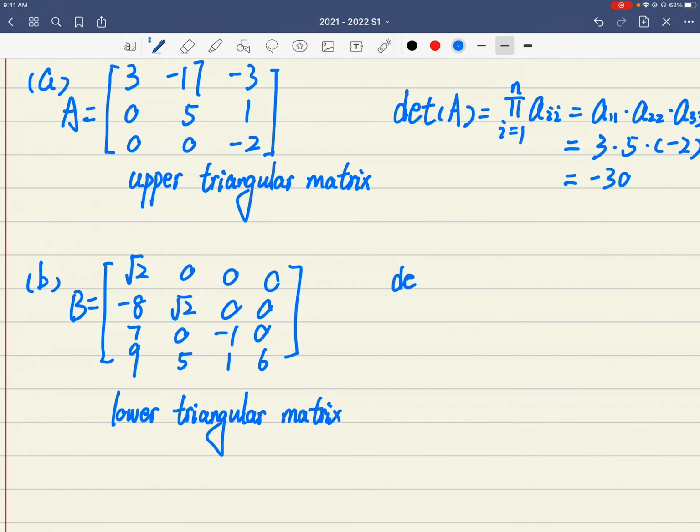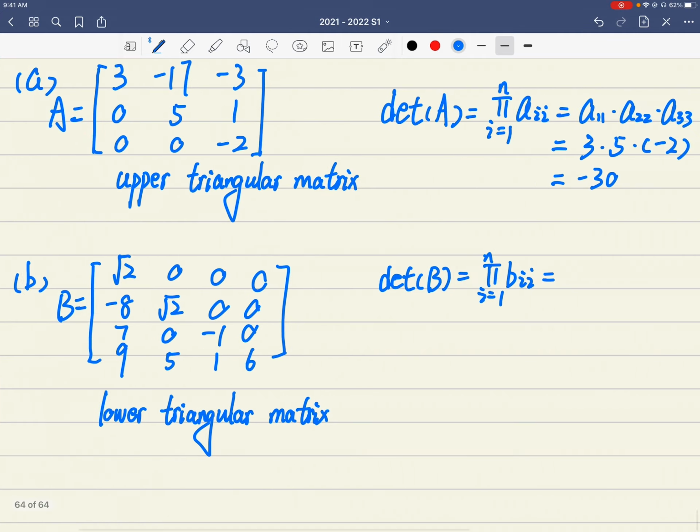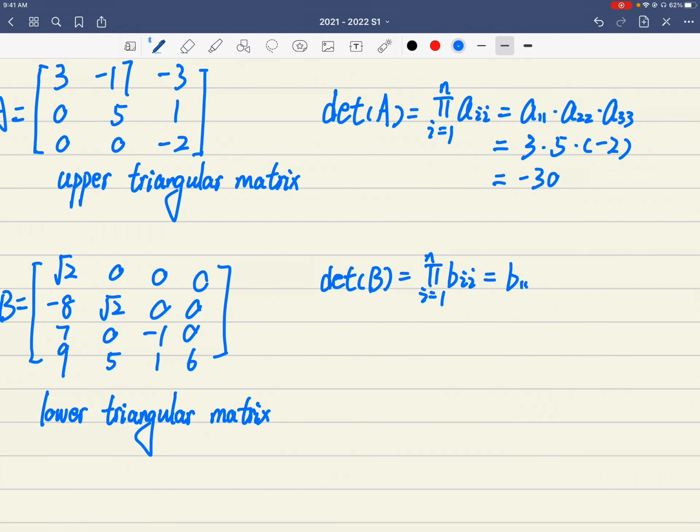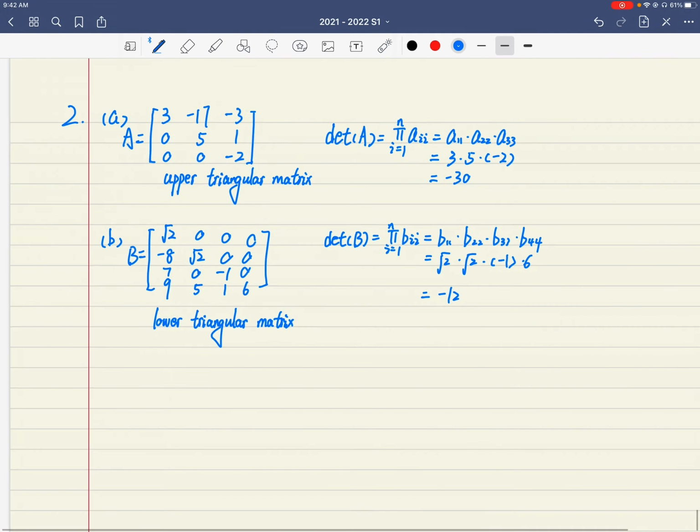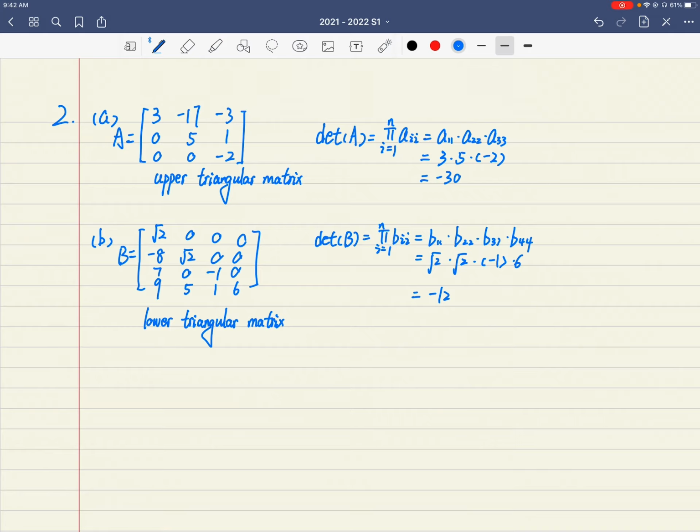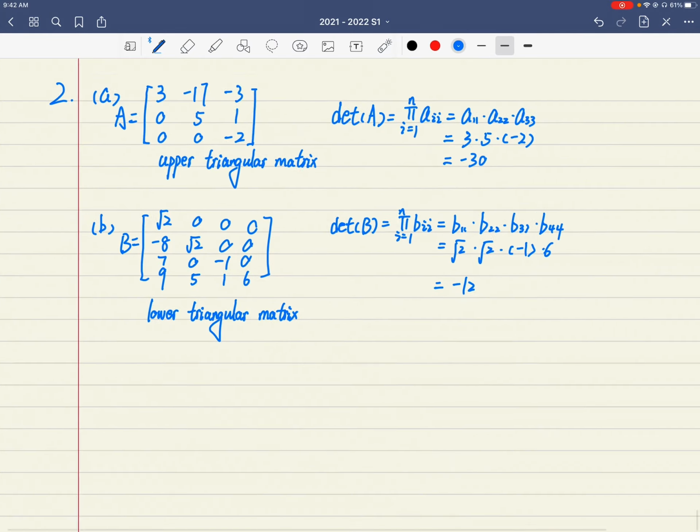Similarly, let's call this matrix B. The determinant of this 4x4 lower triangular matrix is again the product of all its diagonal entries. So it is B11, B22, B33, and B44, the product. Square root 2, square root 2, -1, 6. The result is -12. Again, I must emphasize this only works for upper or lower triangular matrices.